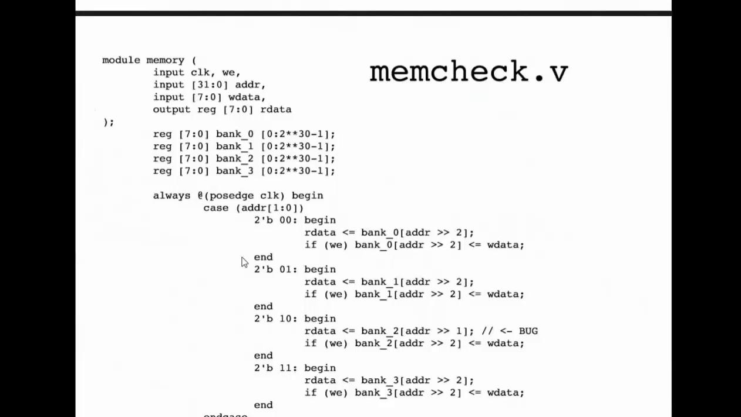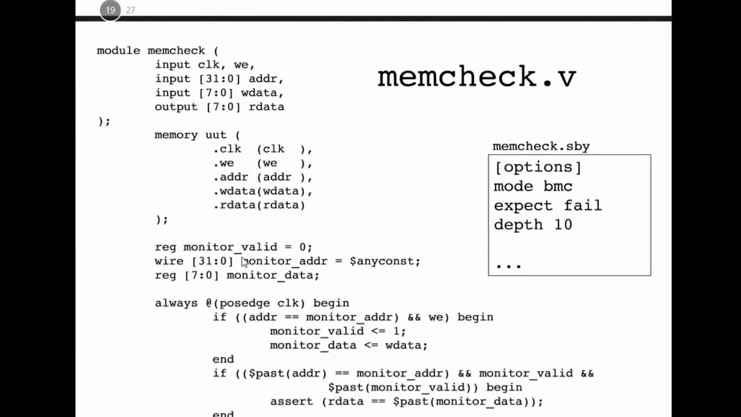Then the two lowest address bits encode the memory bank that we are going into. And here's the typo. We only shift this address by 1, and we should shift it by 2 bits to actually get the right address. So this is the formal test bench we are using.